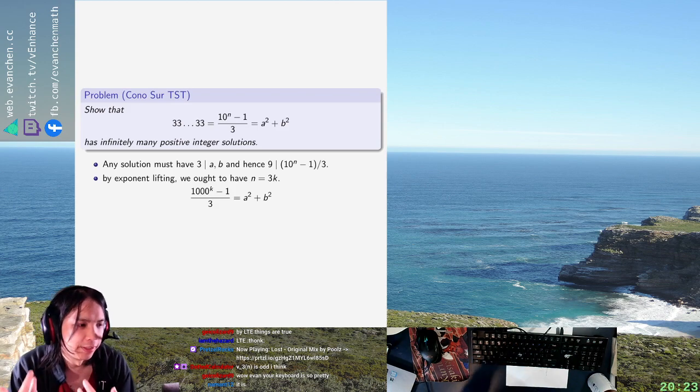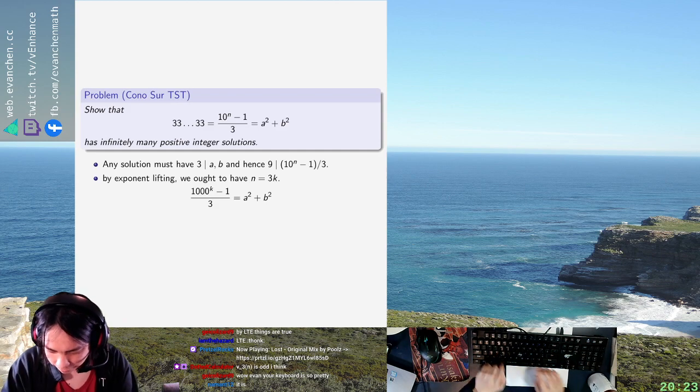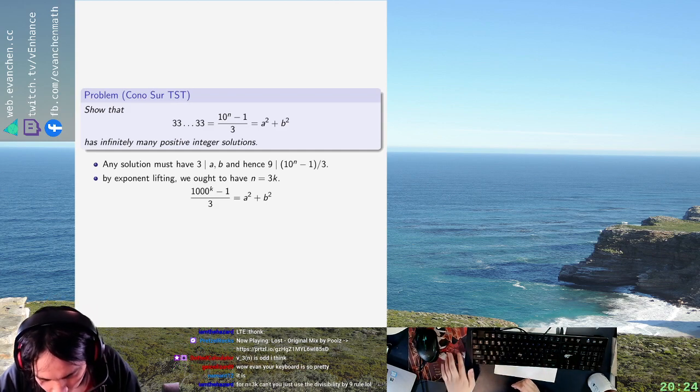So this is the point where I say, thanks, yeah, my keyboard is really nice. I need to clean it sometime actually. It's starting to get kind of gross.